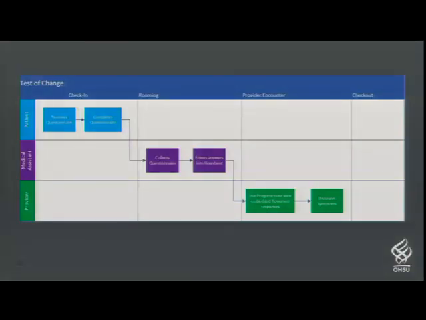So this is our new workflow with our test of change. Patients check in, they receive their questionnaire. Because it was only 2 pages long, they were able to quickly submit it. The MA takes it. They enter in the answers into the flow sheet as part of the rooming process. When the provider comes to the room, they actually have all the information ready for them to review and address.